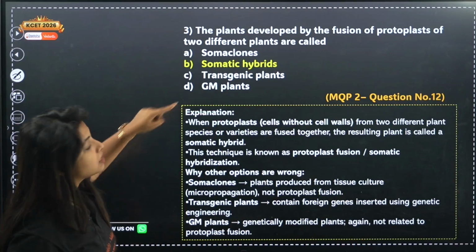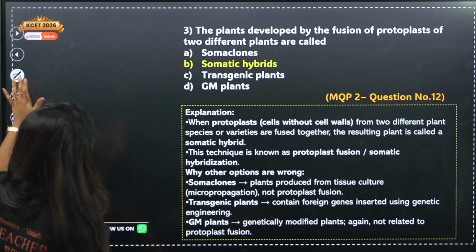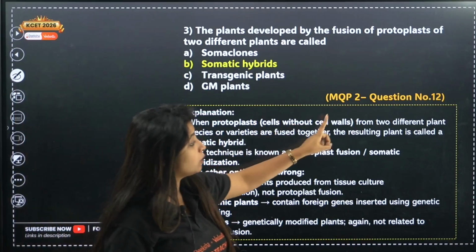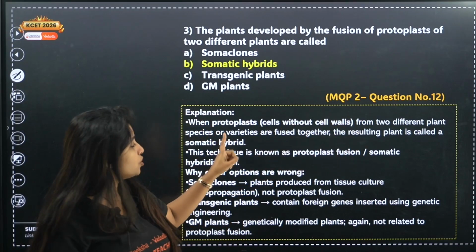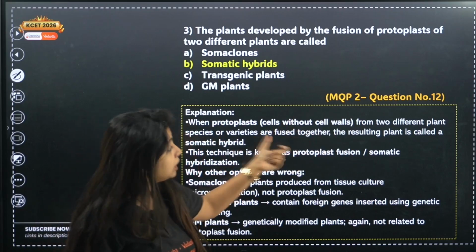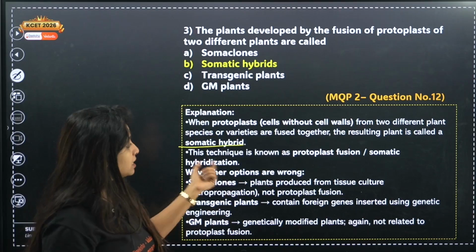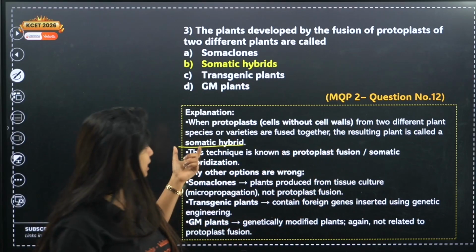Ma'am, what do the other options mean then? I'll explain that as well, but first of all, let's understand this. When protoplasts, cells without cell wall, from two different plant species or varieties are fused together, the resulting plant is known as a somatic hybrid. It's a hybrid that is being formed, right? This technique is known as protoplast fusion or somatic hybridization.